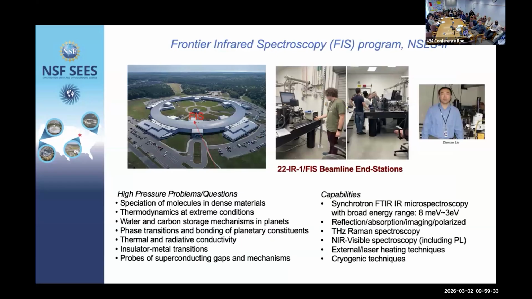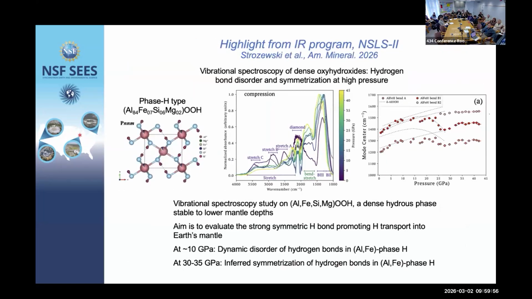Infrared spectroscopy is a unique beamline at the FIS program at NSLS2. Infrared spectroscopy is a terrific complement to X-ray diffraction or X-ray studies in many applications because it gives vibrational information, and it's really commonly used to understand hydrous phases. Here's an example. This is the phase H type material. It's a complicated solid solution that's thought to be probably the most abundant hydrous phase in the lower mantle. It's thought to be the bearer of hydrogen in lower mantle compositions.